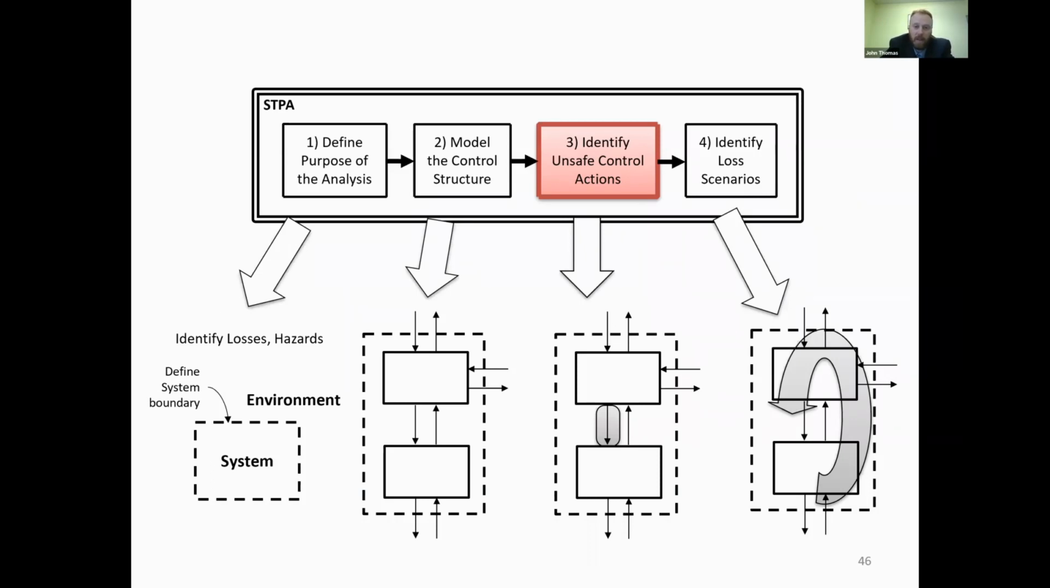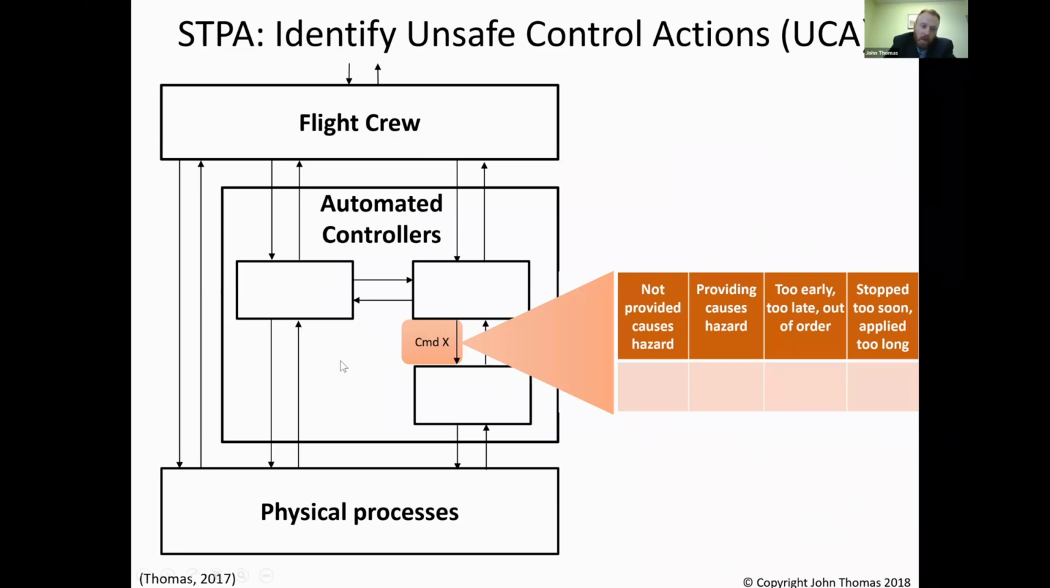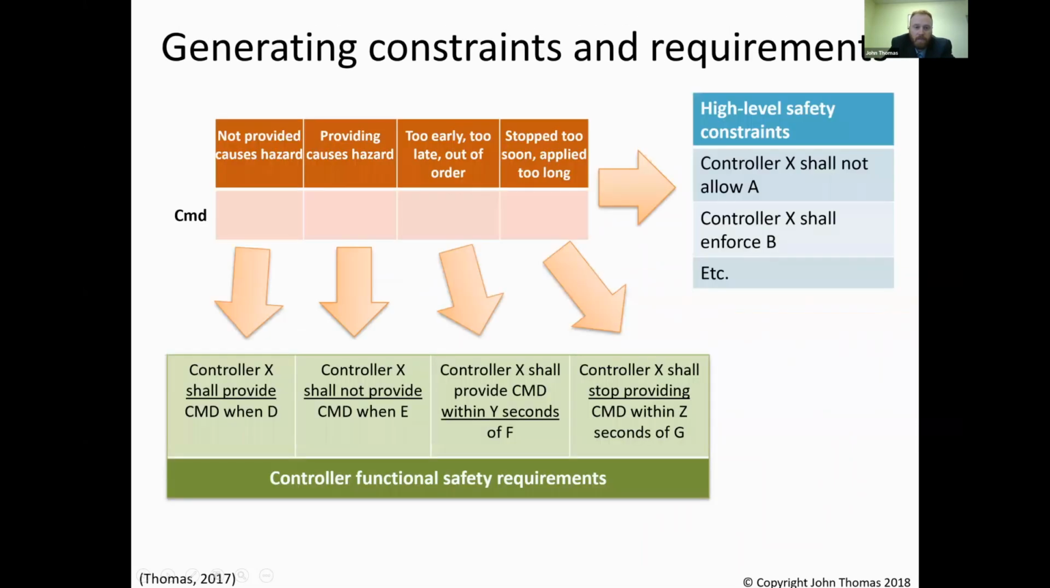All right, let's move on to the next step, identify unsafe control actions. To do this, we're going to look at a downward arrow. That's a control action in the control structure. We're going to identify these 4 ways that control action can go wrong. When you identify these 4 ways, you look at how providing can cause a hazard or a loss, how not providing can cause a problem. We translate these all into functional safety requirements or controller requirements, and they look like this.